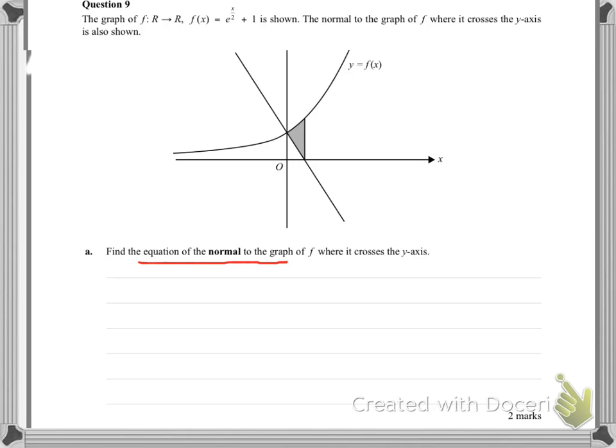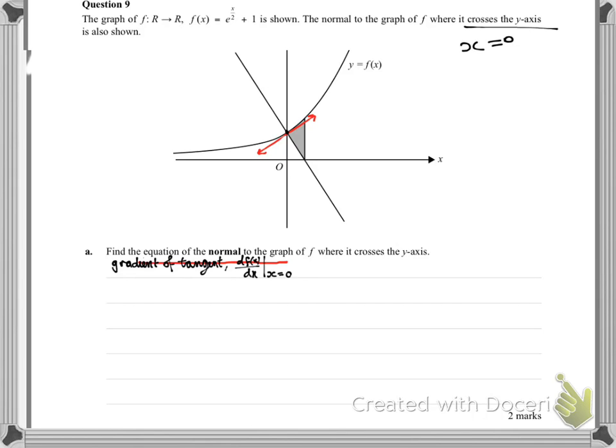Alright, so first off, let's get the equation of the tangent. So if we know the equation of the tangent, then we'll be able to go from there and work out what the normal is.